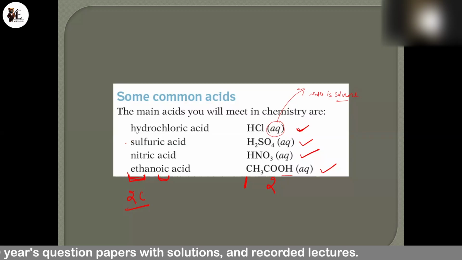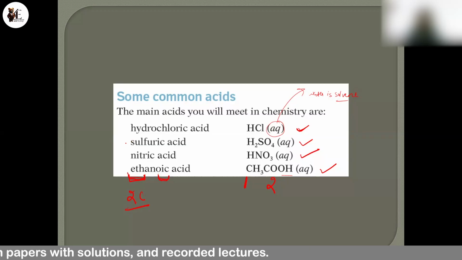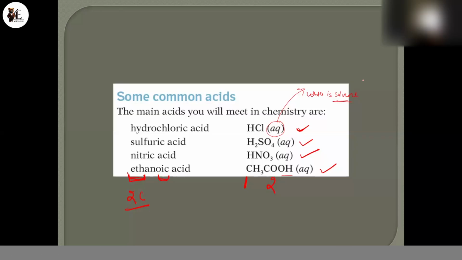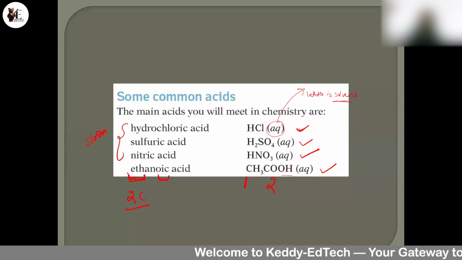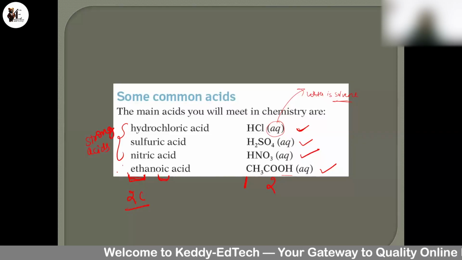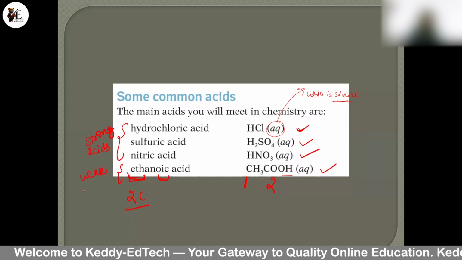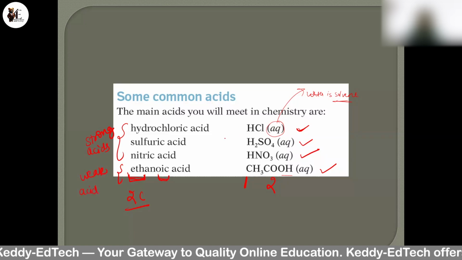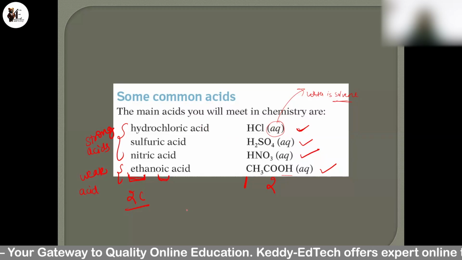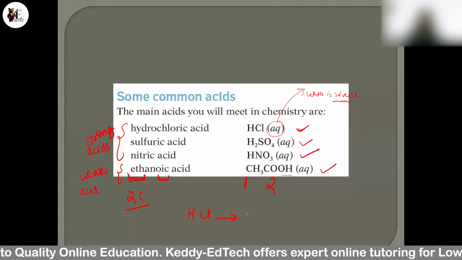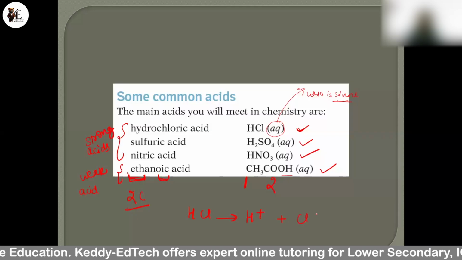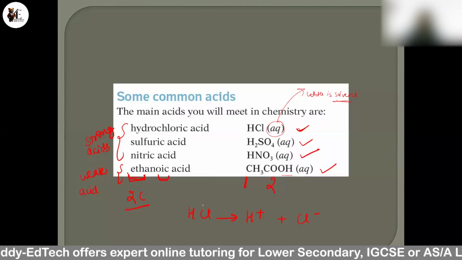Sorry, ma'am. You say aqueous means? Aqueous means where water is the solvent, where water is present in a larger quantity. So you say the first three are strong acids and the last one is a weak acid? Yes. All these are your strong acids. They are corrosive, while ethanoic acid is a weak acid. Strong acid means it completely dissociates in water. When dissolved in water, for example like this, it completely gives your H plus ion and Cl minus ion. So this is a complete dissociation.